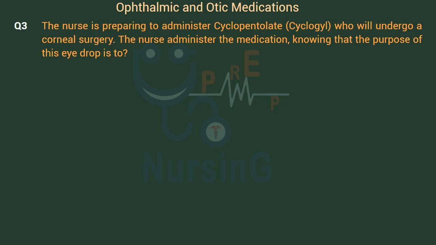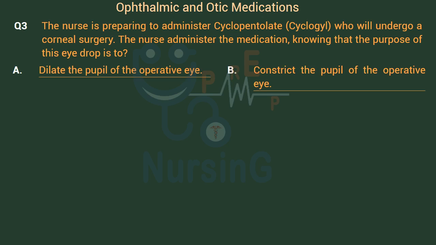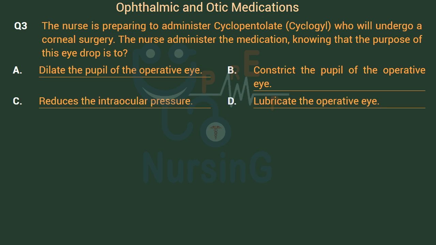The nurse is preparing to administer Cyclopentolate, Cyclogyl, to a client who will undergo a corneal surgery. The nurse administers the medication, knowing that the purpose of this eye drop is to: Option A. Dilate the pupil of the operative eye. Option B. Constrict the pupil of the operative eye. Option C. Reduce the intraocular pressure. Option D. Lubricate the operative eye.